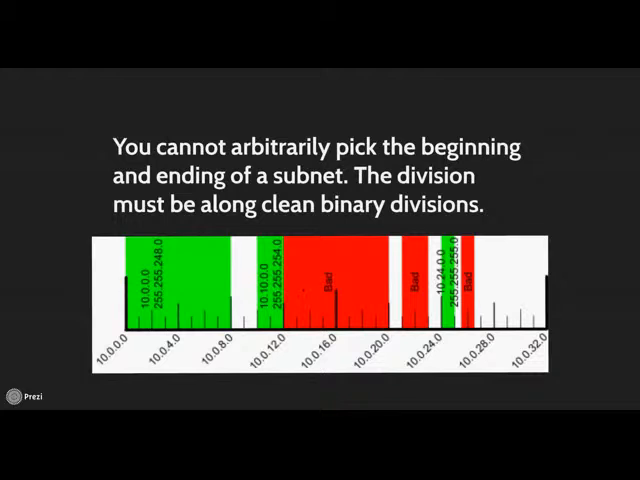And you cannot arbitrarily pick the beginning and ending of a subnet. The division has to be along clean binary divisions. So you can see by this example where the green ones are good, clean divisions, and the red ones do not work.